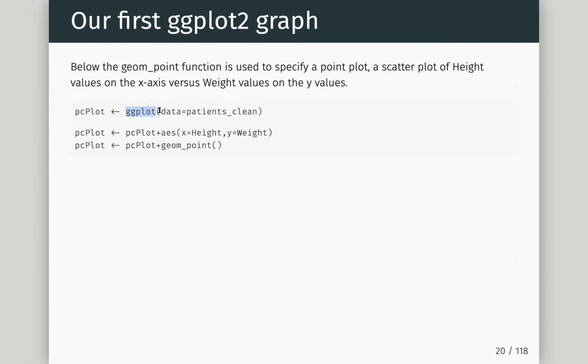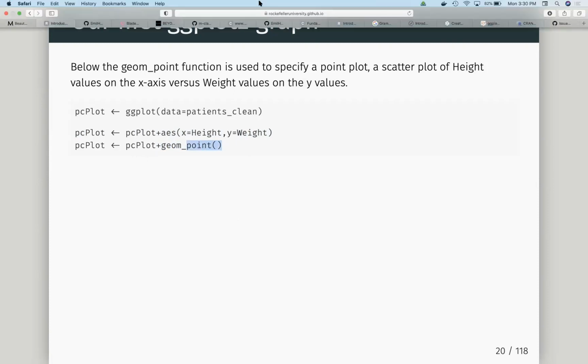So I have my ggplot, I give it the data. Once I've got that, I can add to it the AES, the aesthetics of X mapping to height, Y mapping to weight. And finally, I'm going to add to it my geom I want to use. It's going to be the layer. And I'm going to do geom underscore point. It's going to give me a point.